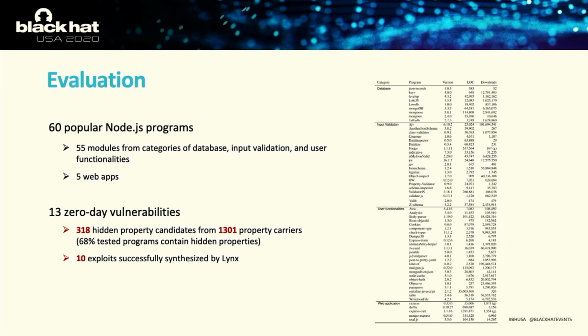So here, let's look at some evaluation data and get more insights about the impact of our research. During our research, we chose 60 widely used programs from NPM. There are 55 modules and 5 web applications. With the help of Lynx, we tracked more than 1,030 carriers and detected 300 hidden property candidates associated with them. In the end, we confirmed 13 zero-day vulnerabilities. And with the help of symbolic execution, Lynx even synthesized 10 exploits.